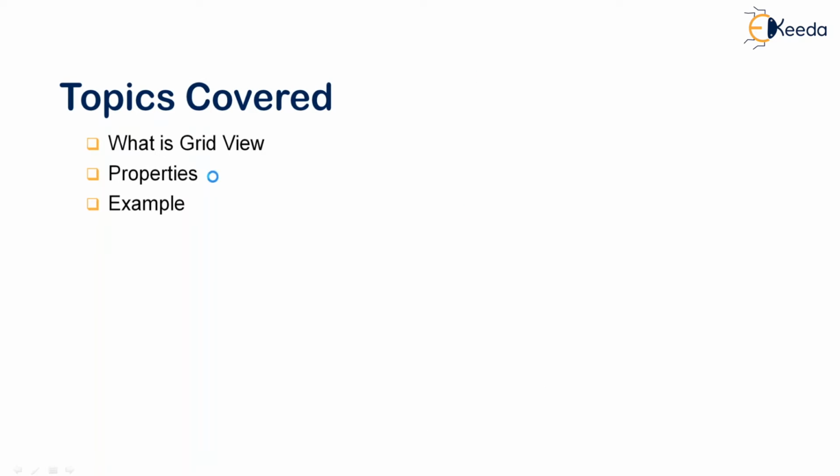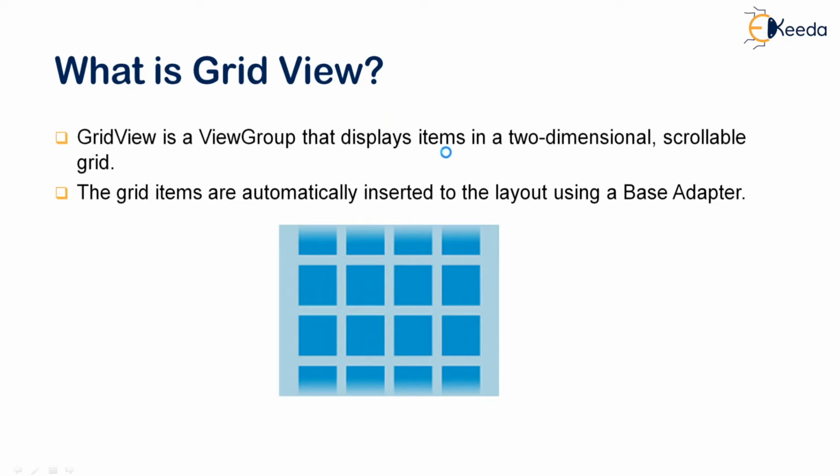Now we will see the different properties or attributes of the grid view. A grid view is a view group that displays its children or items in a two-dimensional scrollable grid. The grid items are automatically inserted into this grid view using the base adapter.